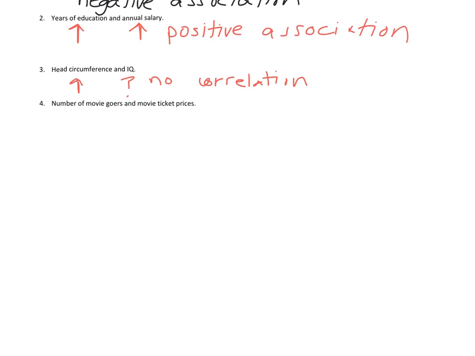Finally, number of moviegoers and movie ticket prices. This one's up to interpretation. So just make sure you support it. So I'm thinking of a couple of different answers. Some of you might say no correlation. For instance, ticket prices are insane right now, but people still go to the movies, right? So prices could go up, and people would still go to the movies.